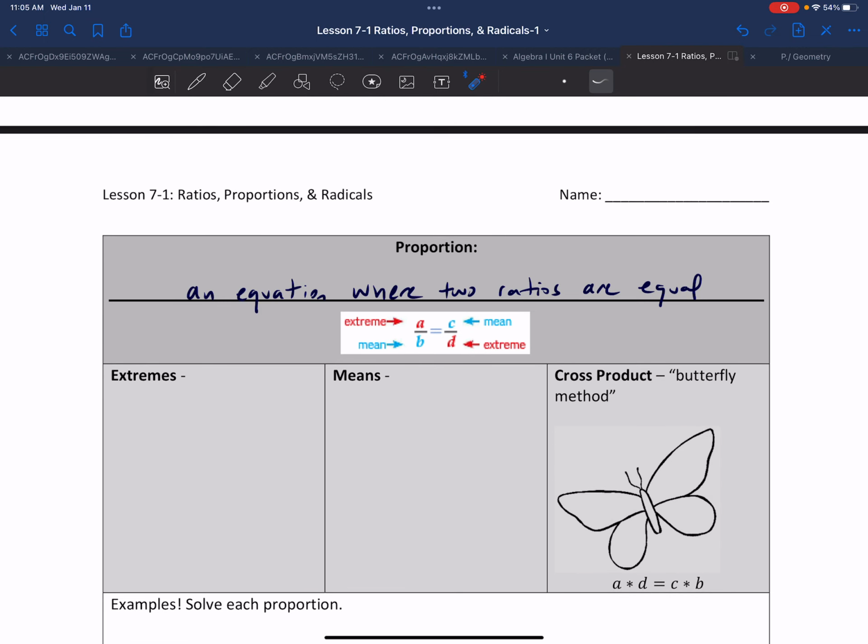Now, we've already talked about ratios before, right? A ratio is 2 quantities, A to B, right? You have probably heard of the word proportion, and maybe you have heard of something called the butterfly method or the cross product, okay? So let me go ahead and tell you what a proportion is. A proportion is an equation where 2 ratios are equal, right?